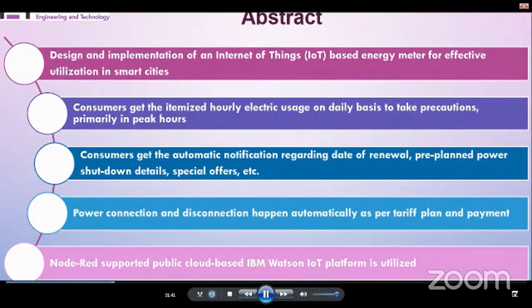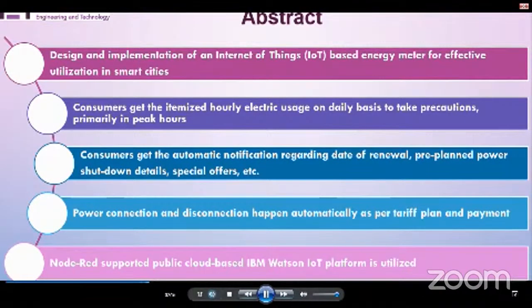They also get automatic notifications regarding date of renewal, pre-planned power shutdown details, special offers, etc. Another advantage is that power connection and disconnection happen automatically from the remote server as per tariff plan and user payment. A Node-RED supported public cloud-based IBM Watson IoT platform is utilized to implement the proposed scheme.